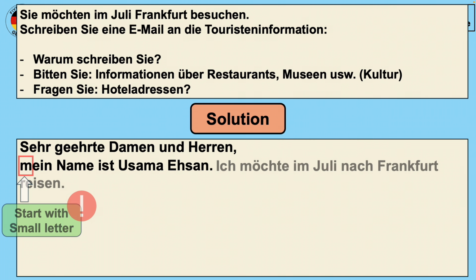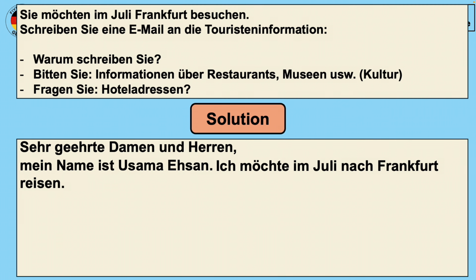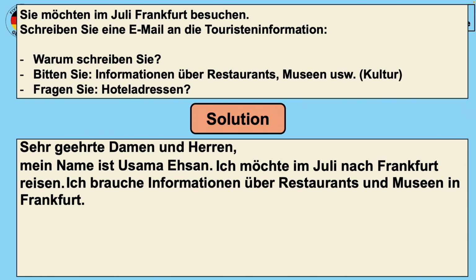Then you can tell Ich möchte im Juli nach Frankfurt reisen. So this is the reason why you are writing, that I would like to travel to Frankfurt in July. So reisen means to travel. After that, you can say Ich brauche Informationen über Restaurants und Museen in Frankfurt. So this is the second point where you are asking about information about restaurants and museums in Frankfurt.